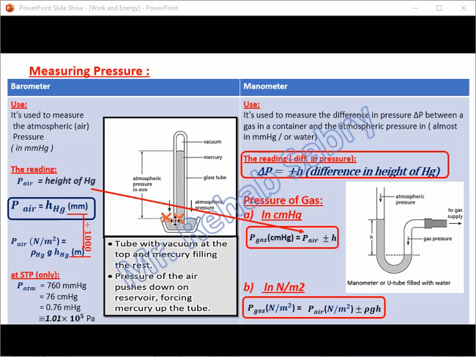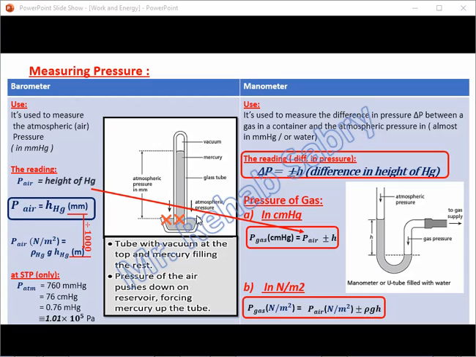Because these two points are on the same horizontal level, they are affected by the same pressure. So the pressure here, which is the pressure of air, equals the pressure here, which is the pressure of the column. So we will measure the length of the column. In ordinary cases, we find that the length of the column of mercury is 76 centimeters mercury, or we can say 760 millimeters of mercury.